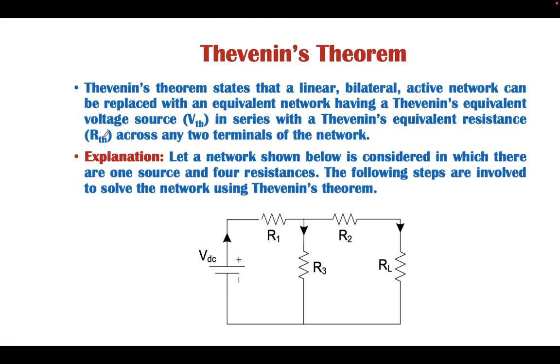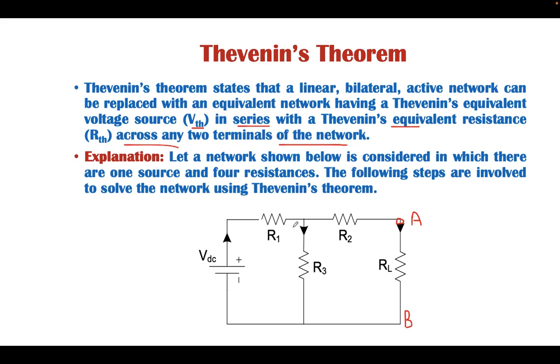having a Thevenin equivalent voltage source VTH in series with the Thevenin equivalent resistance across any two terminals of the network, where we want to find out the Thevenin equivalent network. Here let me consider this terminal is A, this terminal is B, and we want to find out the Thevenin equivalent network across terminals A and B. There is one source and there are three elements.